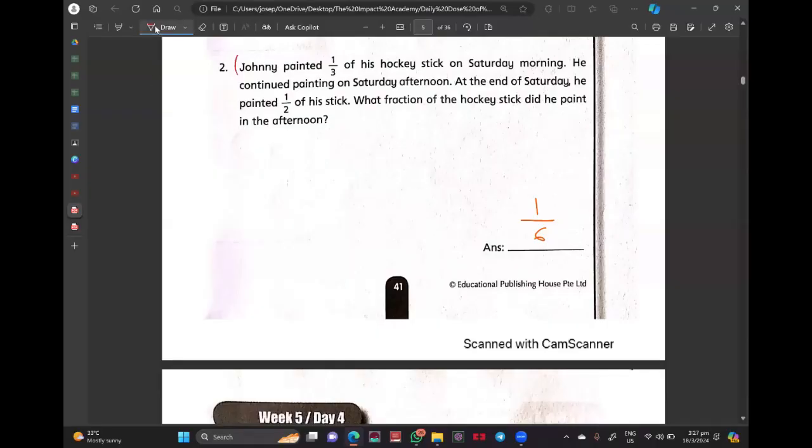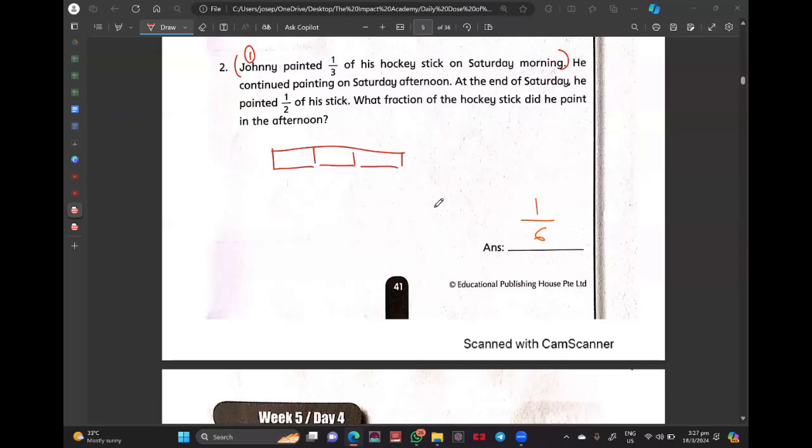Now, over here it says that Johnny painted 1/3 of his hockey stick on Saturday morning. Am I making sense? Okay, so what we want to do is draw a model. We want to show 1, 2, 3. Now, once I'm done with that, I want to shade 1/3 of it. So this is 1/3 of it. Did he paint everything? No, he did not. We can say that this part here is for Saturday, in fact, Saturday morning.